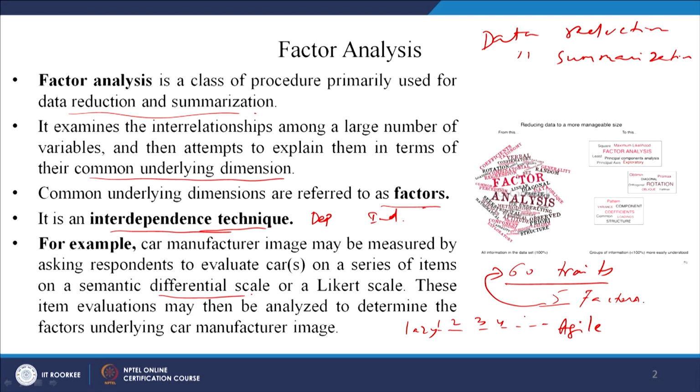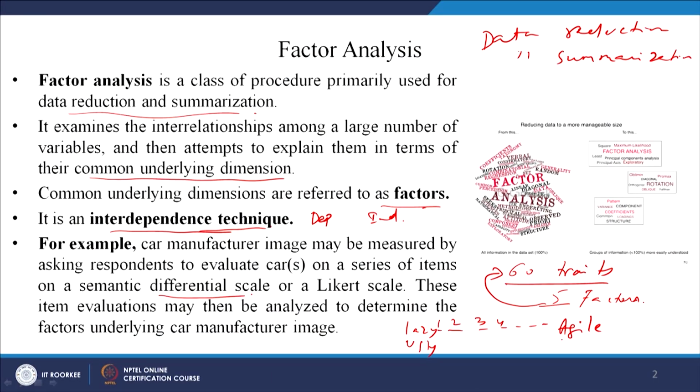So, the only difference between semantic differential and Likert is this: in the Likert scale you are explaining what every number means, how you describe it, and in semantic differential we give two bipolar opposites, let us say ugly-beautiful, lazy-agile, and there are 7 points. Where the respondent wants to fix their observation or opinion, they can fix it here. So, these item evaluations may then be analyzed to determine the factors underlying a car manufacturer's image.